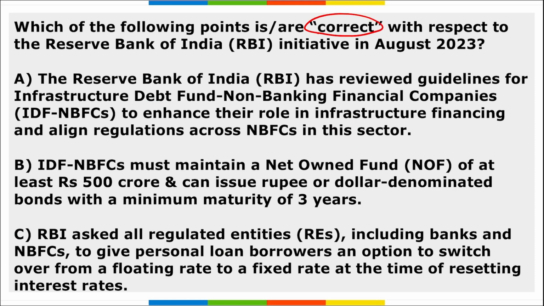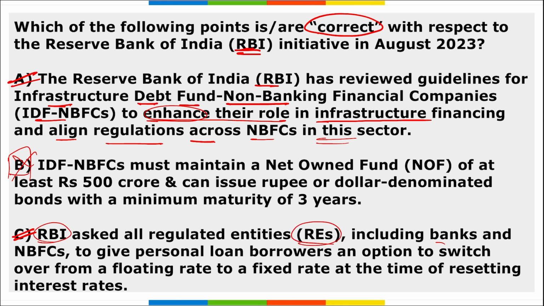Next, which among the following are correct with respect to RBI initiatives in August 2023? If we look at the options, options A and C are right, only option B is wrong here. If we look at options A and C, RBI has reviewed the guidelines for the infrastructure debt fund non-banking companies to enhance their role in infrastructure financing and align the regulations across NBFCs in this sector, right? This was reviewed in order to increase their funding in infrastructure. Then RBI has asked the regulated entities, including banks and NBFCs, to give personal loan borrowers an option to switch over from floating rates to a fixed rate at the time of resetting of the interest rate.